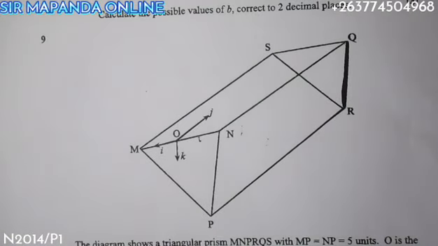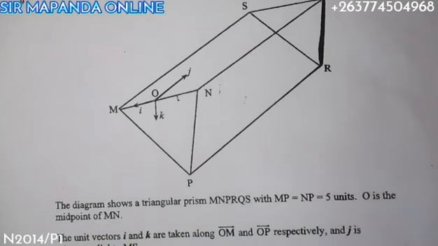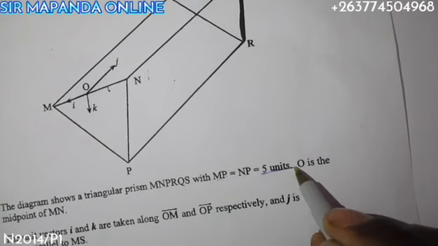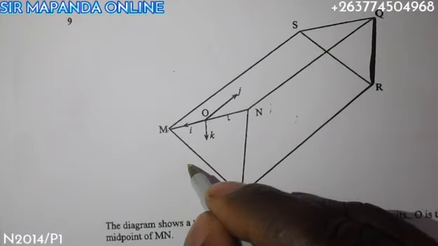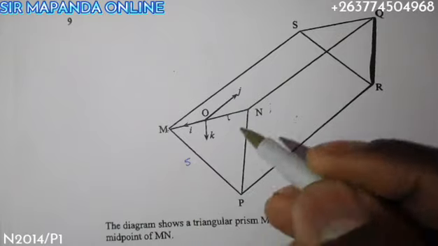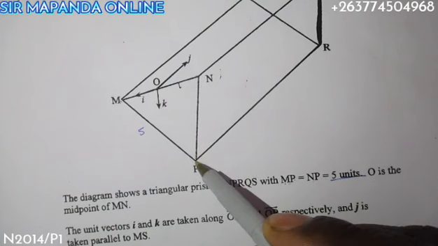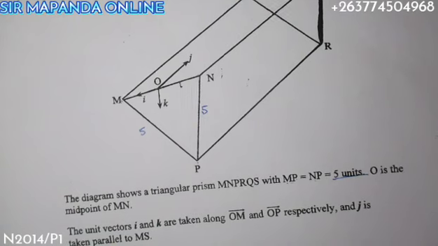Right, we are now on question number 9. Question number 9 is in line with the factor 1. So we are given a triangular prism, labeled already, right? But there is a special note here. MP and NP are equal to 5 units. So MP, from here to this point, they are saying it's 5 units. Then NP, where is NP? From N to P, we also have 5 units. I hope you are following.